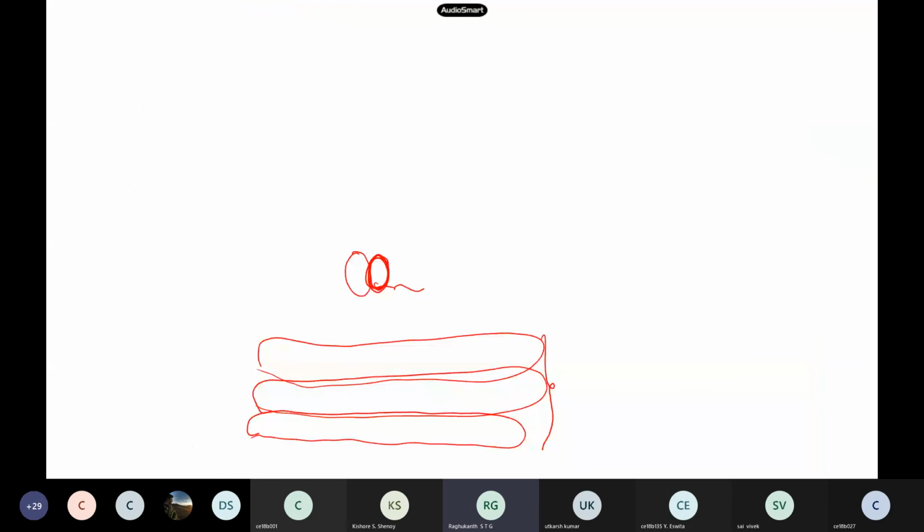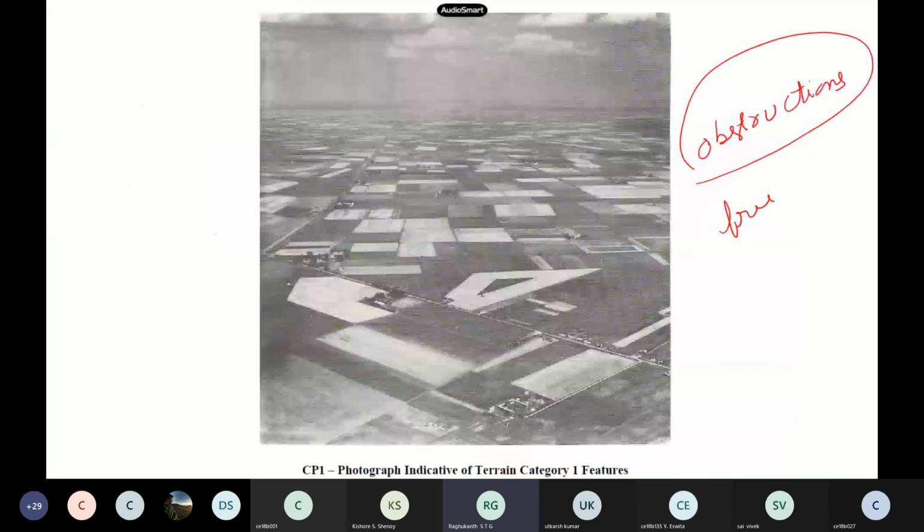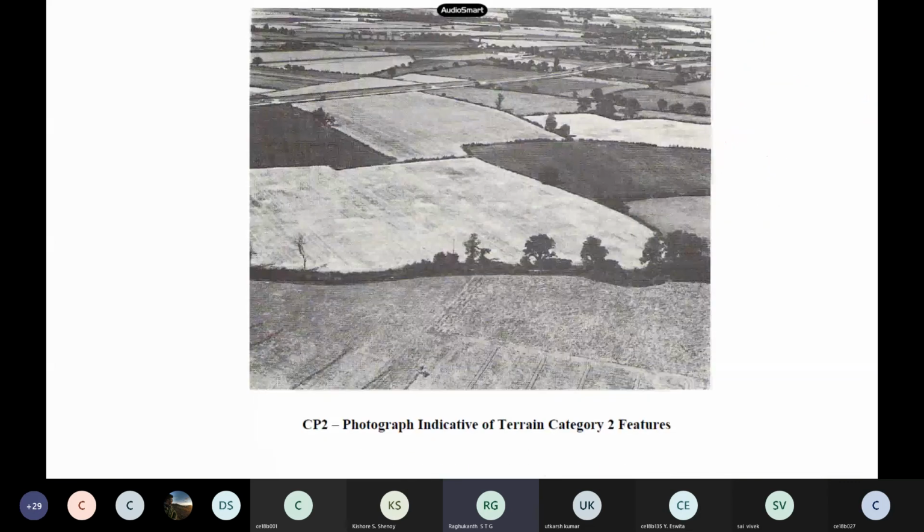So terrain 1 comes into this region. No obstructions, nothing is there. So this is basically terrain category 1. Now terrain category 2. What are you observing here compared to the previous ones? Some obstructions. Some small trees are there here and there. So this is classified into terrain category 2.